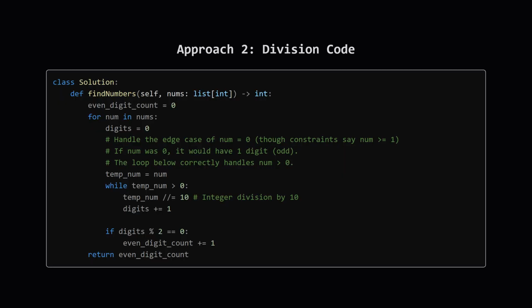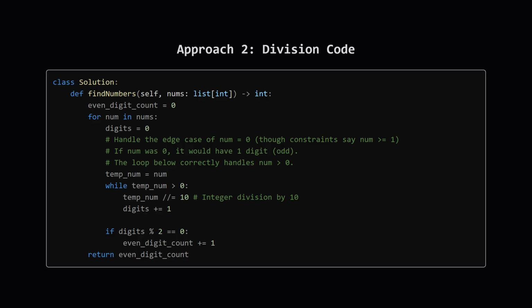And here's the code for that division method. Again, we start a counter, even_digit_count, at 0. We loop through each num. Inside, we initialize a digits counter for this specific number to 0. We use a temporary variable temp_num so we don't mess up the original num. Now the while loop keeps going as long as temp_num is greater than 0. Inside the while loop, we perform integer division by 10. That's the // operator, which effectively chops off the last digit. Each time we do this, we increment our digits counter. Once temp_num hits 0, the loop stops, and digits holds the total number of digits.